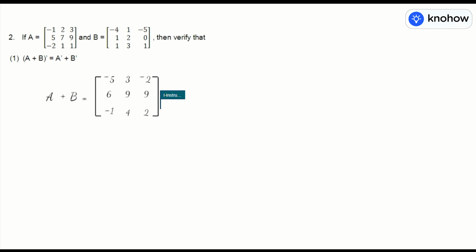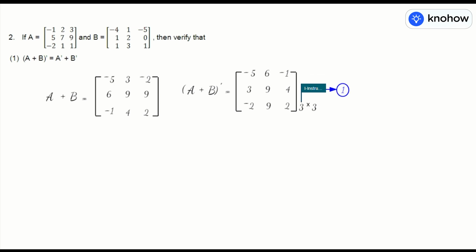So what will be A plus B dash? The transpose of A plus B, that is the left hand side of the result to be verified. So A plus B dash will be obtained by interchanging the rows and columns of matrix A plus B. Write the elements of the first row, that is minus 5, 3, minus 2 in the first column. That of the second row, 6, 9, 9 in the second column. And the elements of the third row, that is minus 1, 4, 2, you write in the third column. So that way we have got A plus B dash, call it 1.